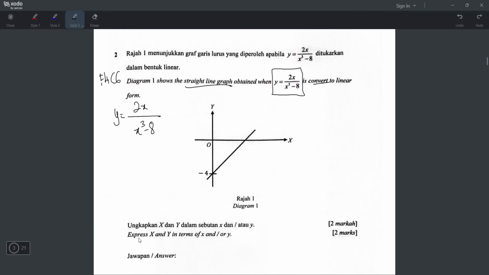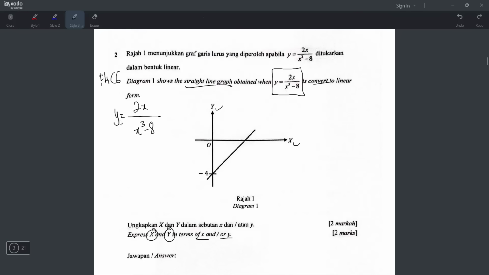Okay, now here it says express big X and big Y in terms of small x and small y. So yeah, we have to know the big Y and big X. It means we have to know the y-axis and the x-axis if it's in linear form, right? So obviously this is not in linear form.